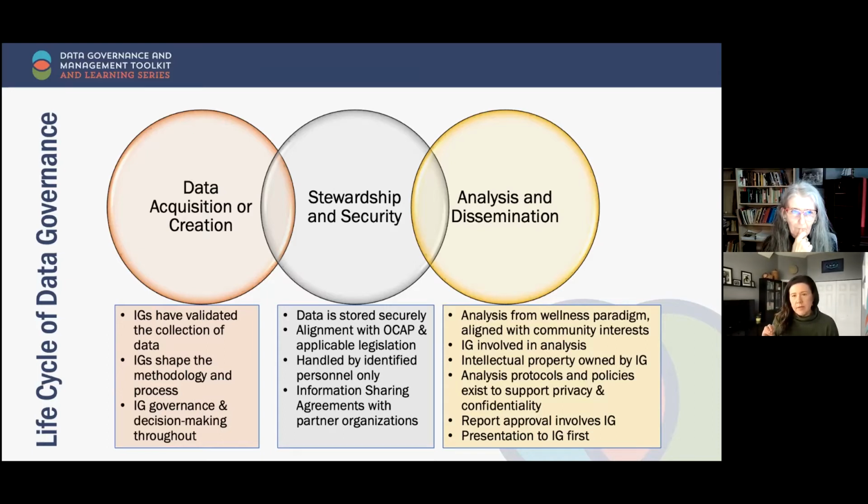Second, stewardship and security of data. Once we have it, then what? And what does governance look like when we have data? It means that data is stored appropriately and that personal information about us is protected. That means it's in alignment with applicable legislation, whether that's our Indigenous governments' laws or privacy legislation, and in alignment with OCAP or the equivalent. It means that only people who are identified and allowed to handle the information have access to it. And it means that we have information sharing agreements with partner organizations that govern how our information is handled.